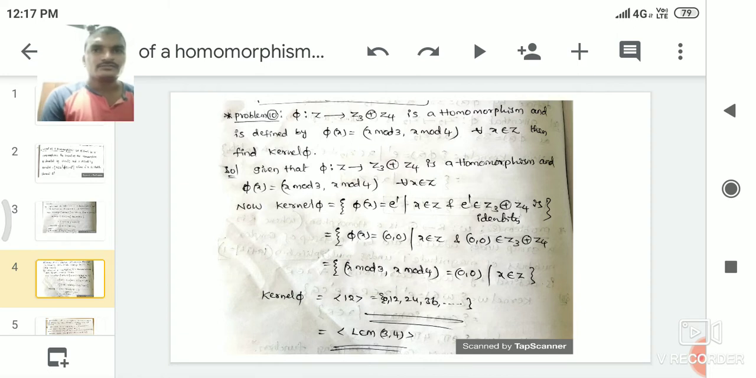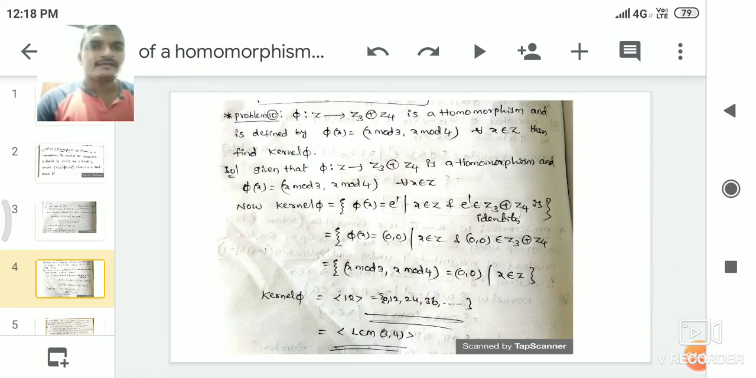Now we write the definition of the kernel of a homomorphism. Kernel phi is the set of x in Z such that phi of x is equal to e dash, where e dash is the identity element in Z3 plus Z4. Z3 plus Z4 is a group with respect to addition, and its identity element is (0, 0). That's why in place of e dash we take (0, 0). Phi of x is equal to (0, 0), but phi of x is defined as (x mod 3, x mod 4), which is equal to (0, 0).